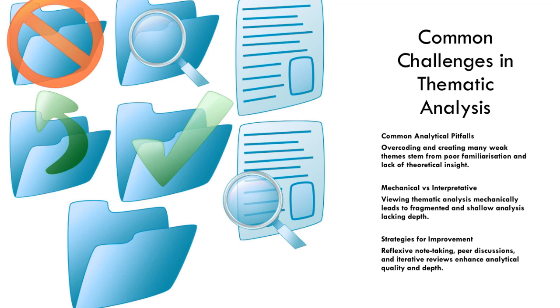If we treat it like a step-by-step process without interpretation, the analysis can become fragmented and shallow, missing the depth that truly insightful work requires. Braun and Clarke highlight the need to embrace complexity and uncertainty, rather than avoiding them. To improve the quality and depth of our analysis, it's helpful to use strategies like reflexive note-taking, where we constantly reflect on our process and assumptions, peer discussions, which offer alternative perspectives, and iterative reviews, revisiting the data and themes multiple times. These approaches help us move beyond a descriptive summary to produce a richer, more meaningful analysis.